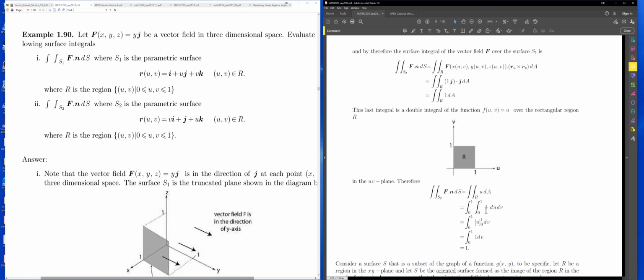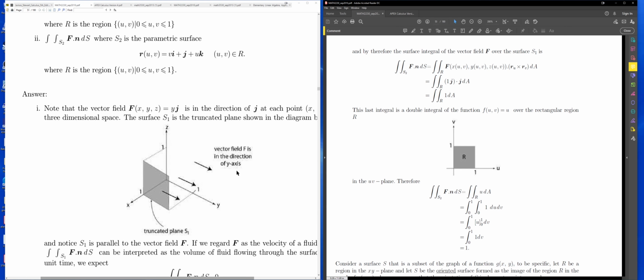You integrate first with respect to u, you get u, you put in the 1 and 0, you get 1 here, and then you integrate the 1 with respect to v with limits 1 and 0, and you get a 1 there. So in this case, your surface integral turns out to be equal to 1.